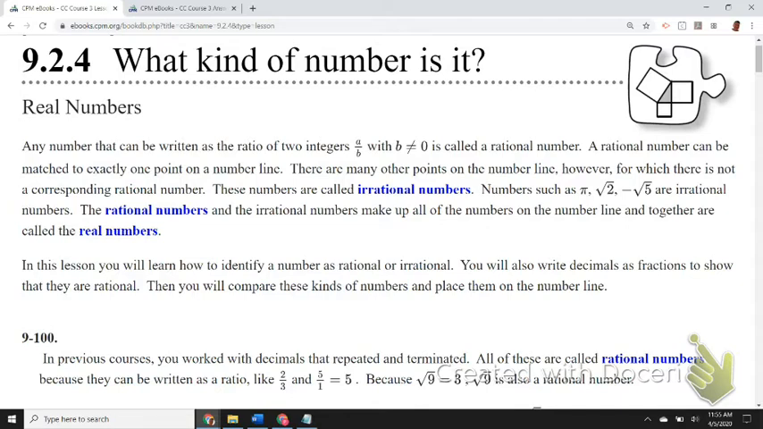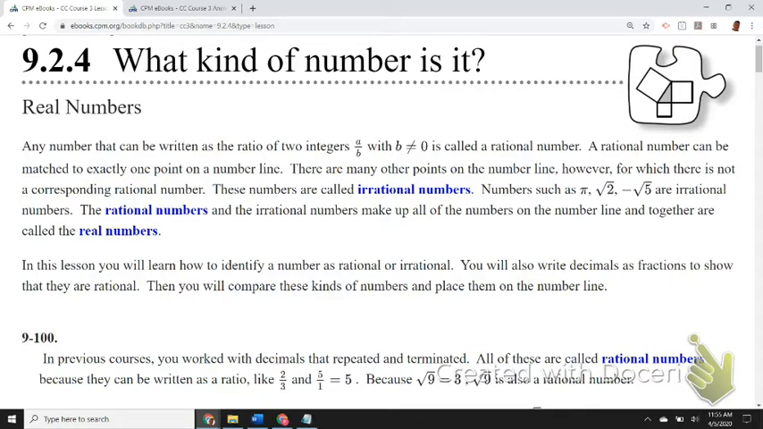A rational number can be matched to exactly 1 point on the number line. There are many other points on the number line, however, for which there is not a corresponding rational number. These numbers are called irrational numbers. Numbers such as pi, square root of 2, negative square root of 5 are irrational numbers.